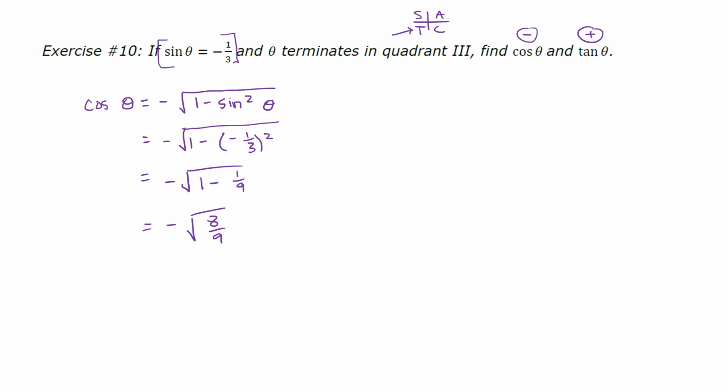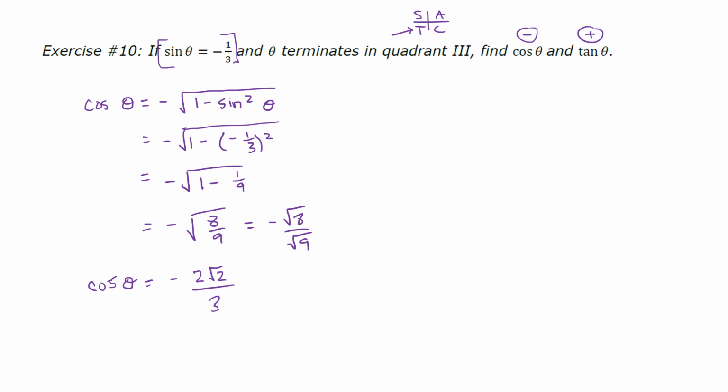When we simplify this square root, we can break it up between the numerator and denominator, and simplify each one individually. The square root of 8 is 2 square root 2, and the square root of 9 is 3. So that means the cosine of theta equals negative 2 square root 2 over 3.